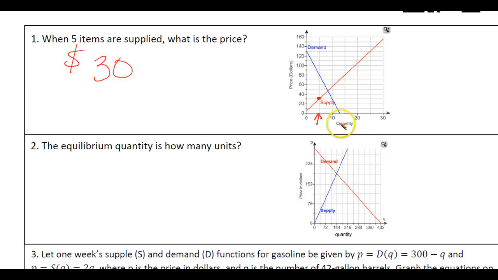So 5 for the quantity, and then you go up here and then over to the left, and you get $30. Now for number 2, the equilibrium quantity is how many units? So again, you're looking for the point of intersection, and then here you're going down and seeing it's 144. So a couple of easy things here.